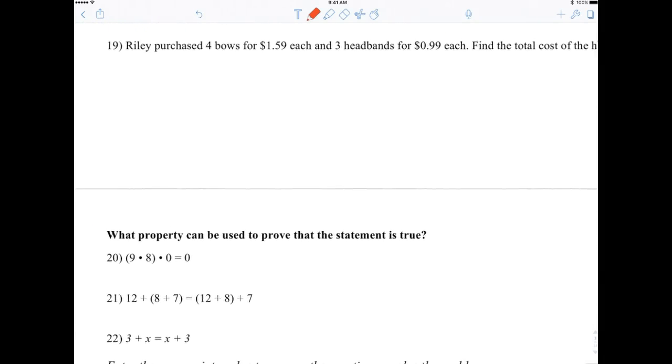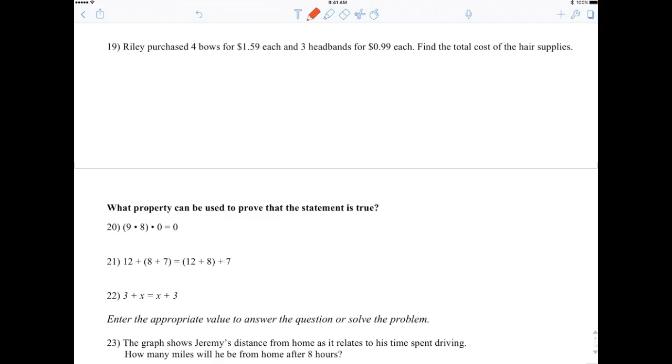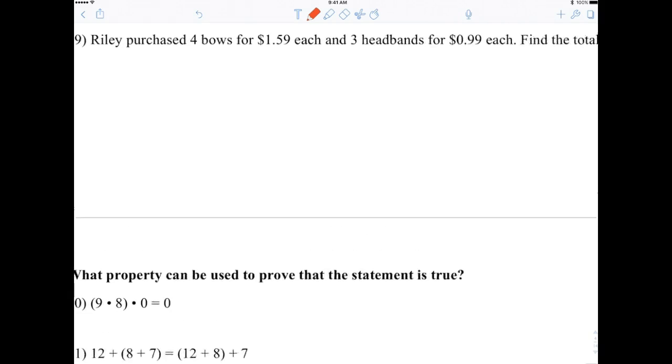It says, Riley purchased 4 bows at $1.59 each and 3 headbands for 99 cents each. Now listen, stop here, guys. Put your pencils or stylus down so I can talk to you. We're going to practice mental math right now. I want everybody to be able to tell me 4 times $1.59 in your head. That's kind of hard, but please listen. Everybody has the ability to do this.